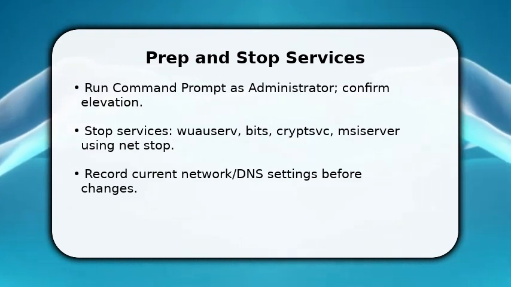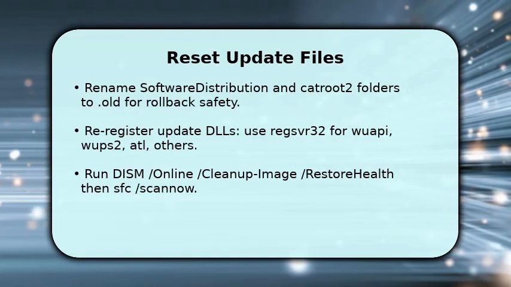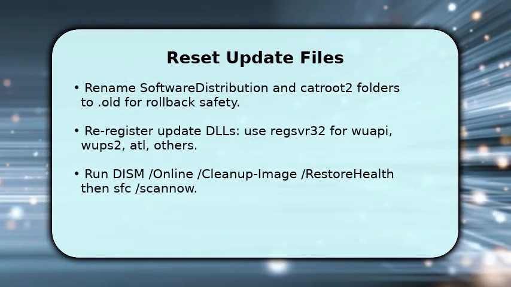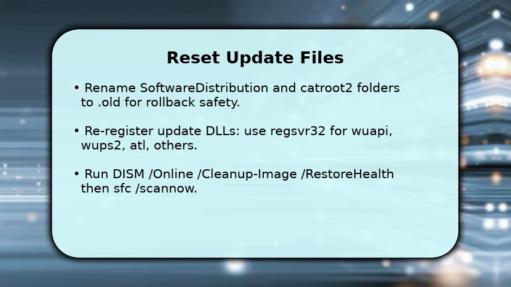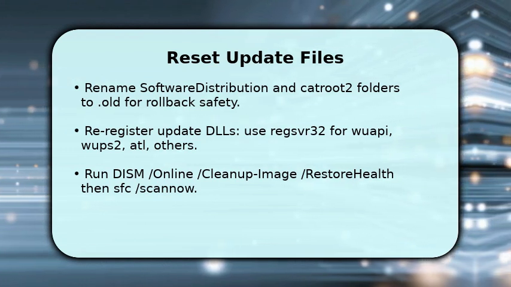from running services. Next, rename the SoftwareDistribution and catroot2 folders to SoftwareDistribution.old and catroot2.old. This clears cached updates while preserving a rollback.